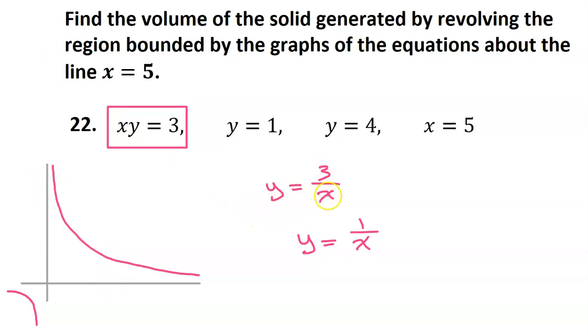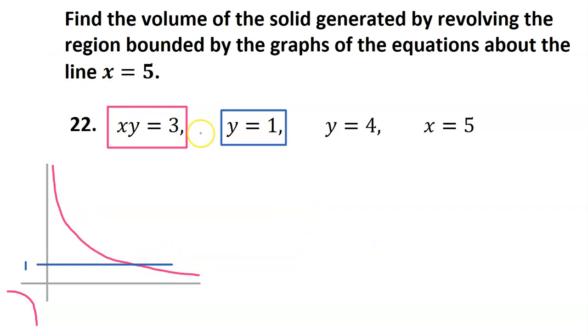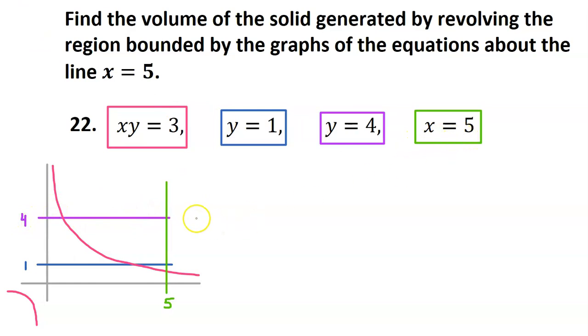Y equals 3 over x is just 3 times 1 over x, which is a vertical stretch by a factor of 3, but that does not change the overall shape of the graph. Y equals 1 is a horizontal line at 1. Y equals 4 is a horizontal line at 4. And x equals 5 is a vertical line at 5. The region bounded by the 4 equations is now shown in yellow.